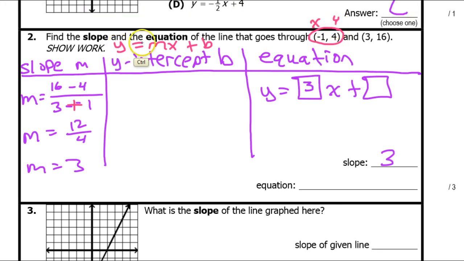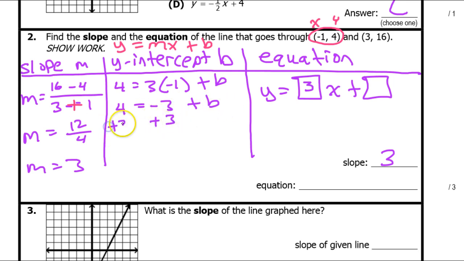So it's y equals. I'm going to start with y, so I'm going to put 4 equals. Then we have m, which is 3. And then we have x, which is negative 1, plus b. So this gives us 4 is equal to negative 3 plus b. To find b, I need to add 3 to both sides. So that's going to give me 7. So b is equal to 7. So that means this is 7 right here. So the equation will be y equals 3x plus 7.